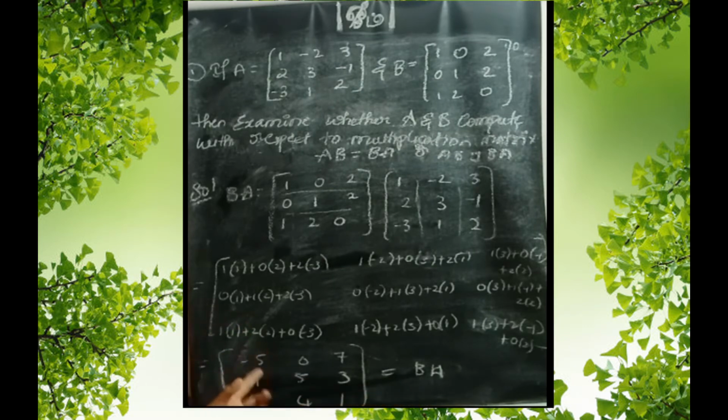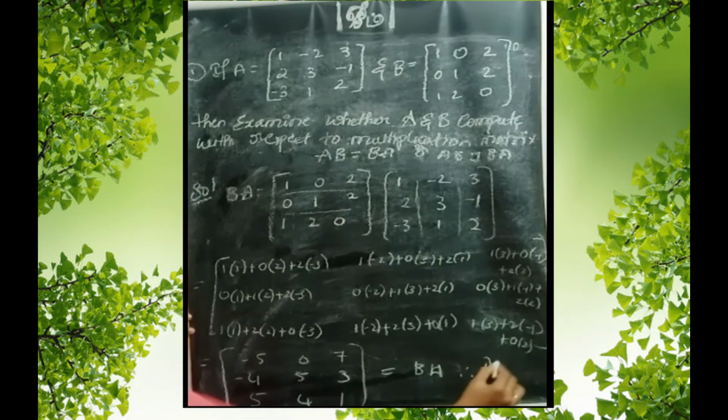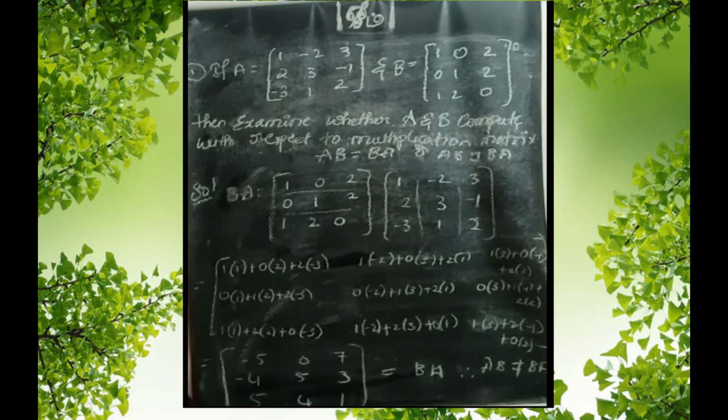Check whether AB equals BA or AB is not equal to BA. Here, therefore, AB is not equal to BA. They asked you to check whether A and B are commutative with respect to multiplication of matrices. Then what we have to write? Here AB is not equal to BA, so they do not commute with respect to multiplication of matrices. Next, we go for another problem.